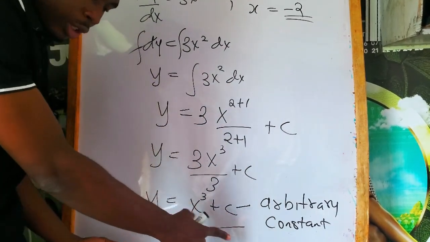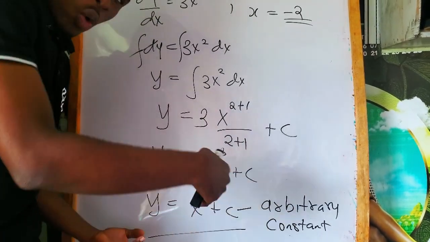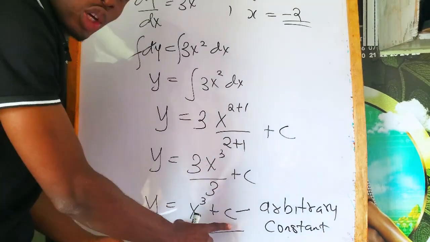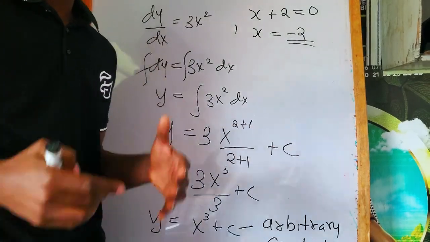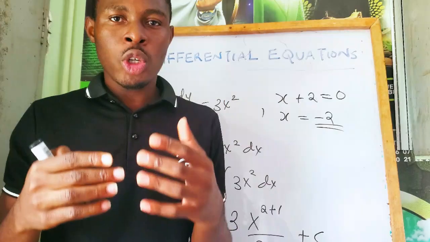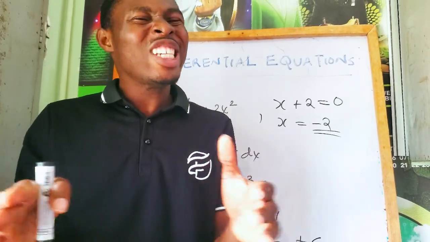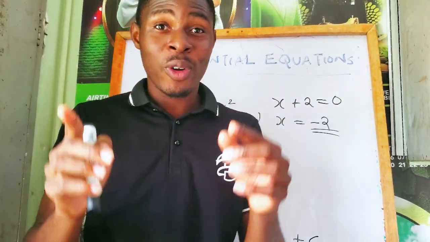The derivative of a constant is 0, so it doesn't matter. So you can see this is a family of functions. So you can have y = x cubed + 1, y = x cubed + 2, and they will all satisfy this equation. So the solution to a differential equation is a function. The solution to a constant equation is just a constant. You are looking for a number. In a differential equation, you are looking for a function.